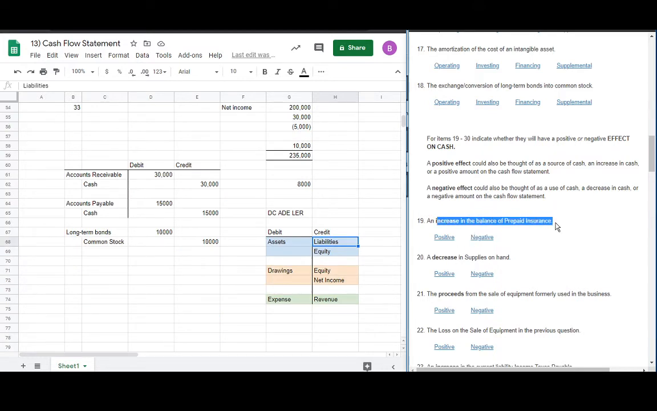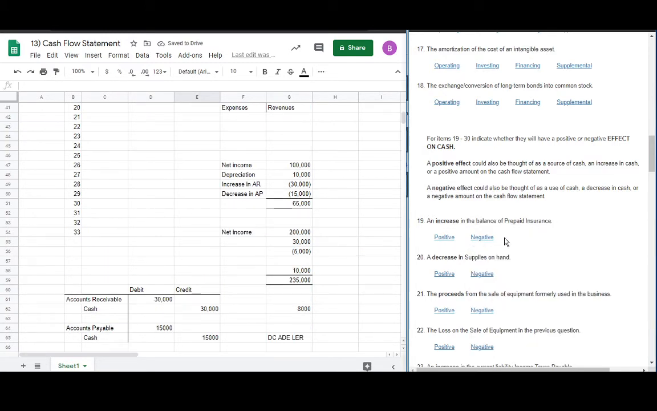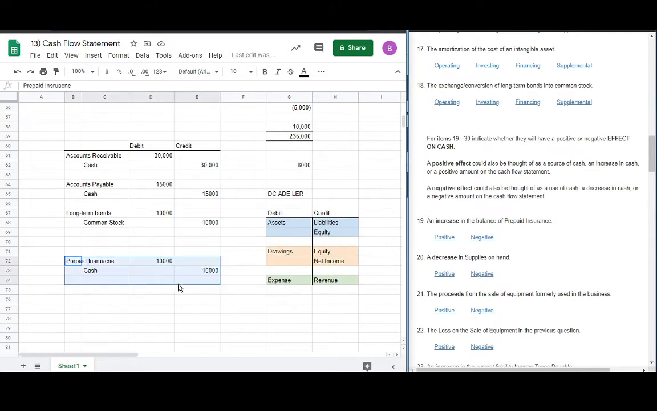When prepaid insurance increases, for example 10,000, then its corresponding cash would decrease to make it balance. Then it would be negative. So that would be our rule of thumb. We cannot have both assets increasing. If one asset is increasing, then one asset would be decreasing, which is cash.